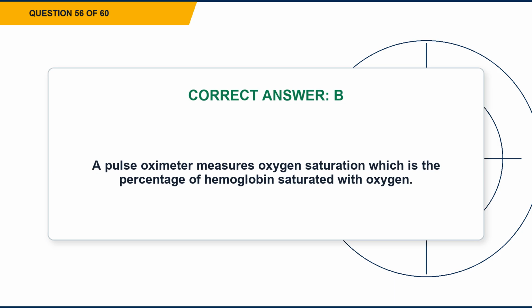Explanation. A pulse oximeter measures oxygen saturation, which is the percentage of hemoglobin saturated with oxygen.